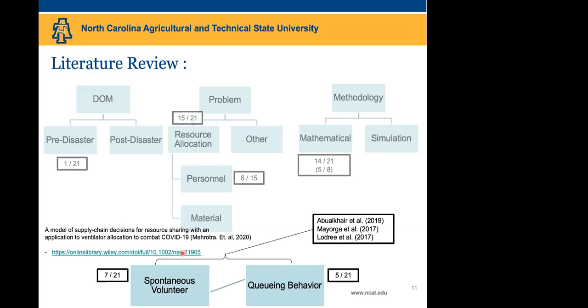This is the study that I just mentioned. It's there now. It's by Mihrota. They're studying the resource allocation, resource sharing for ventilators between the whole states.